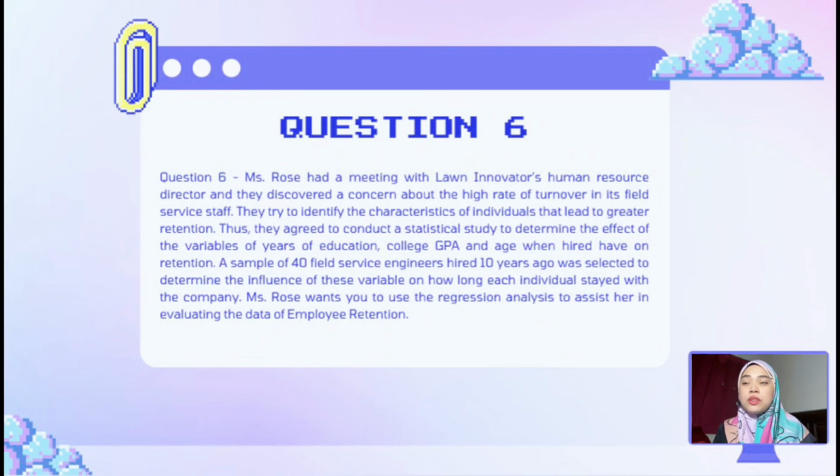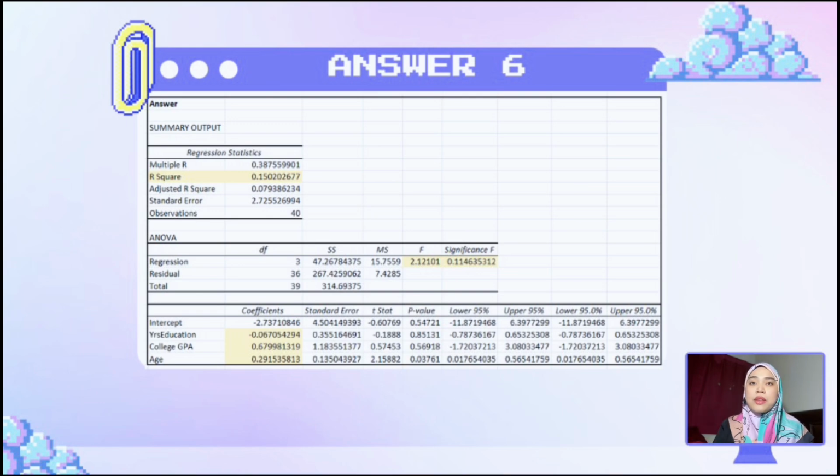A sample of 40 field service engineers hired 10 years ago was selected to determine the influence of these variables on how long each individual stayed with the company. Ms. Rose wants to use regression analysis to assist her in evaluating the data of employee retention. To answer question number 6, I used the method of extracting the data using data analysis, with the regression tool. As you can see in the slide, these are the results, the table, and the data that we get.